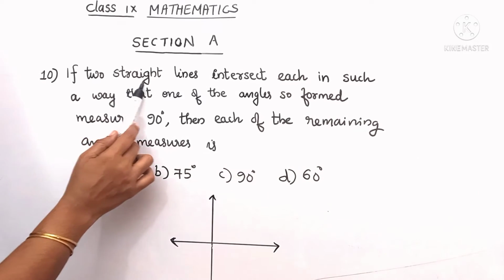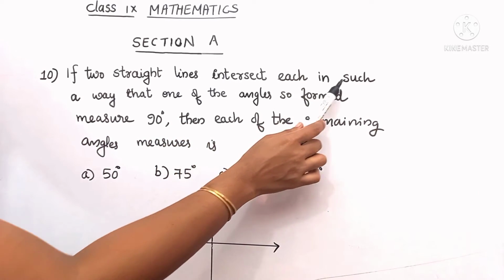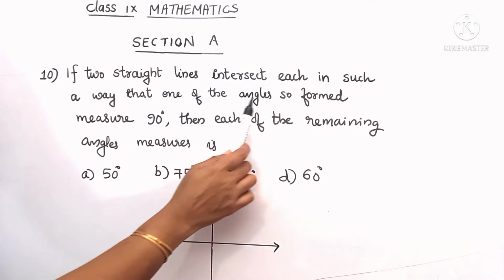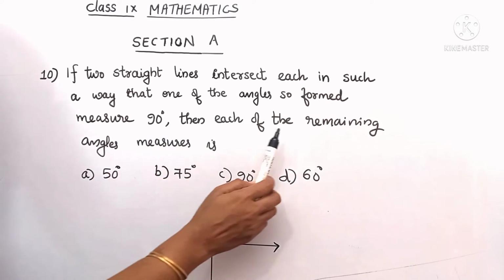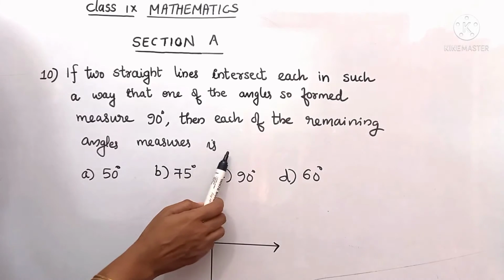10th question. If two straight lines intersect each other in such a way that one of the angles so formed measures 90 degree, then each of the remaining angles measures is.